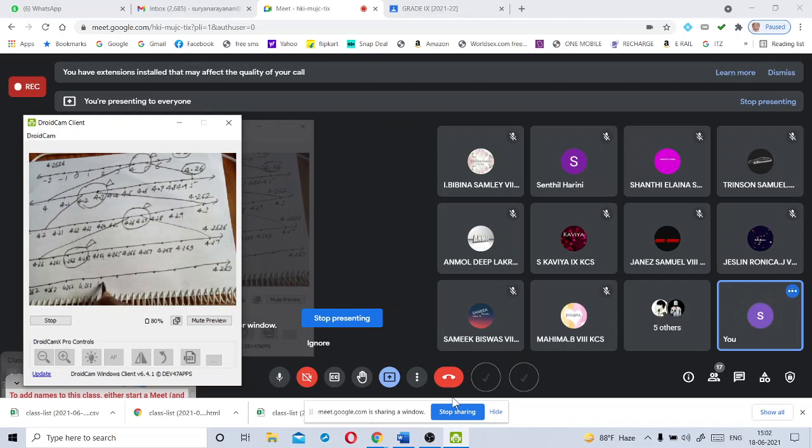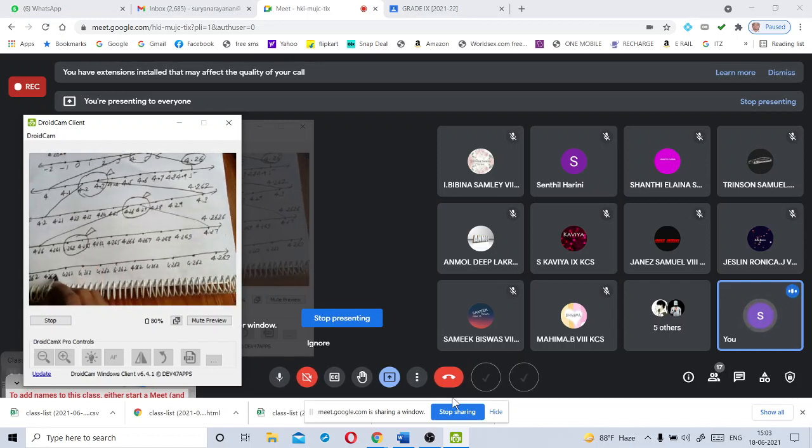4.262. After writing these numbers, keep here at the end 1, 2, 3, 4, 5, 6, 7, 8, 9.